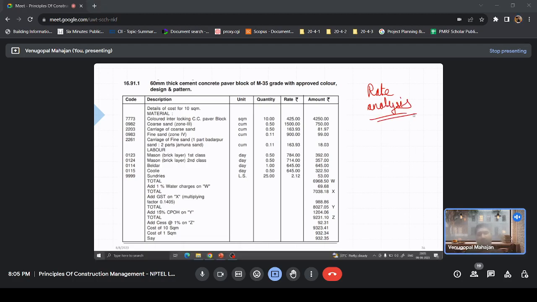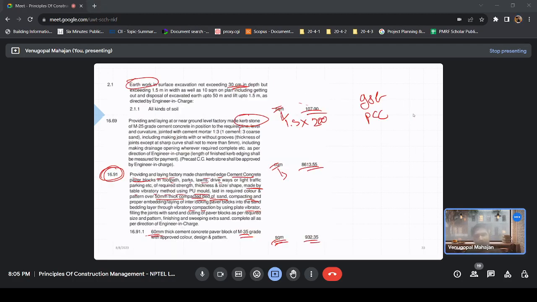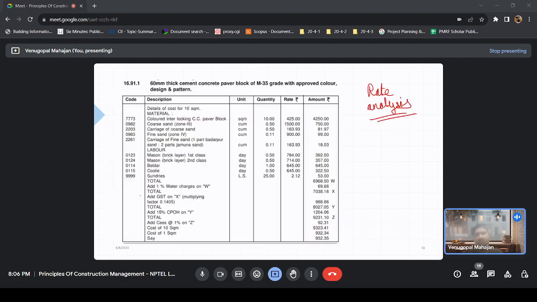CPWD gave you this rate, okay, 16.91, and you can see that it is very detailed. Each and everything is there, like how you have to make it, the construction process, the strength, right? It is quite detailed. Then why did it give you the rate analysis also? Last question of the day from my side.